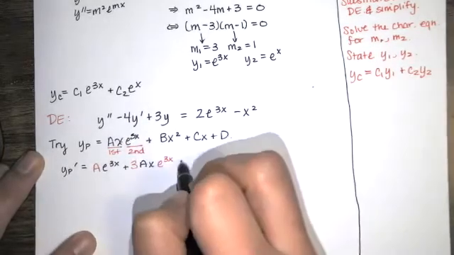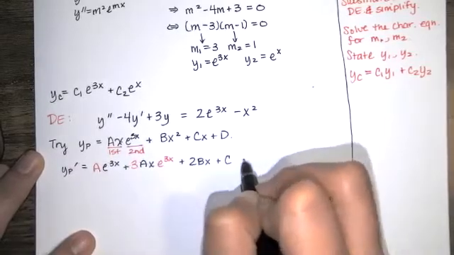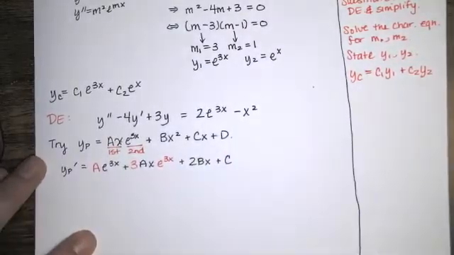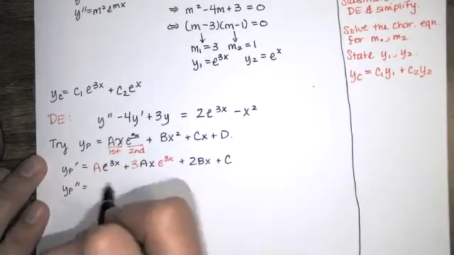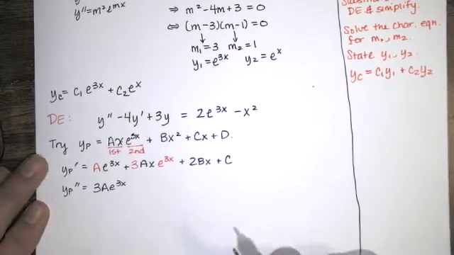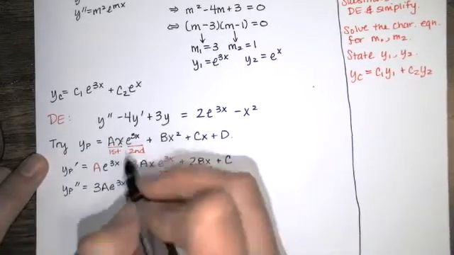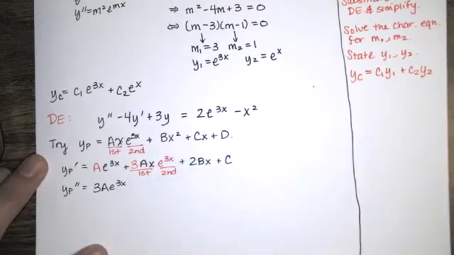And then the derivative of bx squared is 2b times x. The derivative of c times x is just c, and the derivative of d is 0. Then we compute y double prime. Take the derivative again, so you have 3a e to the 3x. And then this requires a product rule. I'll call that my first function this time and that my second function.